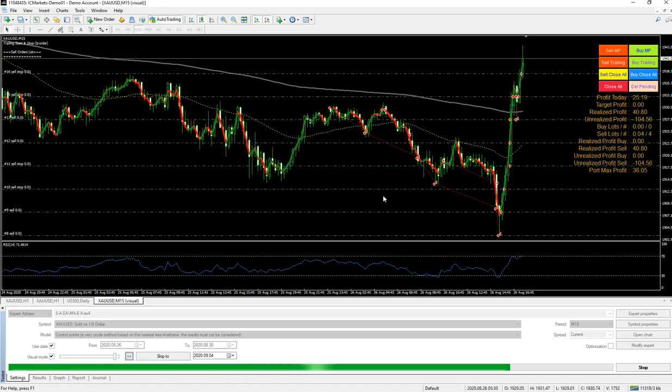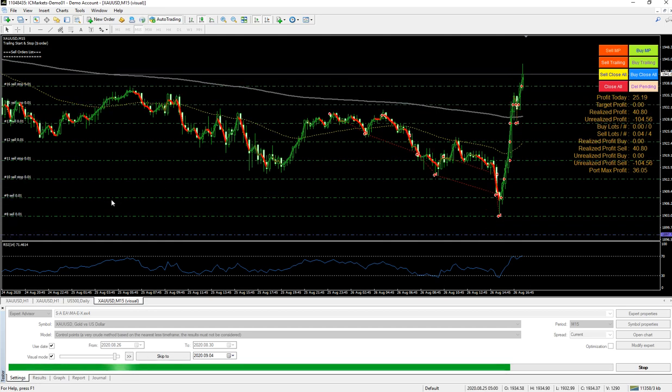Oops, okay. Let me pause here. So here the market went the other direction, swiftly, and we have 4 orders on hand, so only 0.04 lots. However, let's look at how many orders here: 1, 2, 3, 4, 5, 6, 7, and 8. So we have 8 orders.